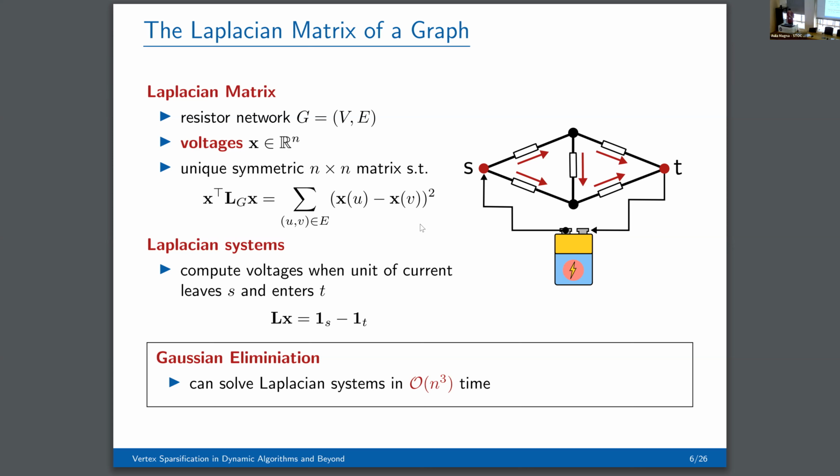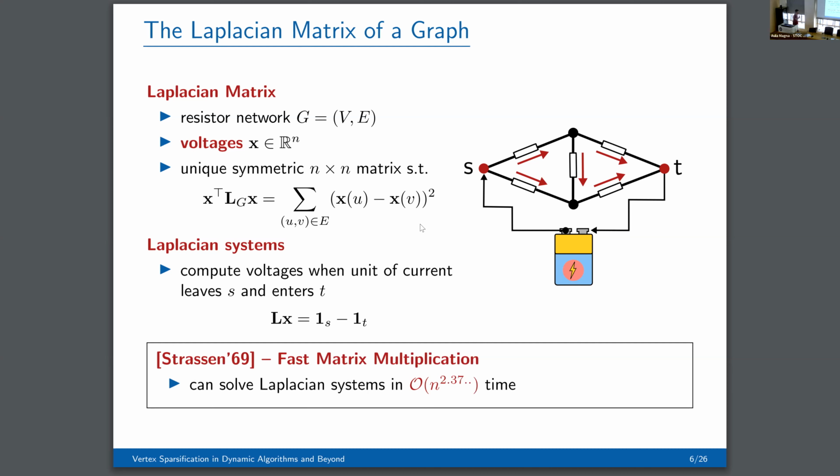Okay, and so now we start asking computational questions related to this object. How fast can you solve the system? Well, you can do Gaussian elimination to solve the system, and this takes n cubed time. So you repeatedly remove one vertex from the graph, and you recurse on the remaining. And then there is this beautiful work of Strassen, who did fast matrix multiplication. That showed that you can solve the Laplacian system in better than n cubed. And nowadays, I think the best omega is about 2.37.